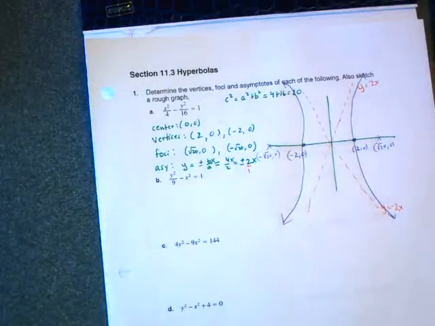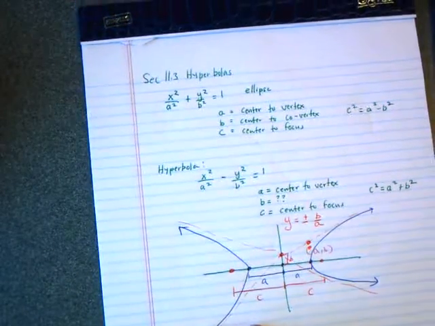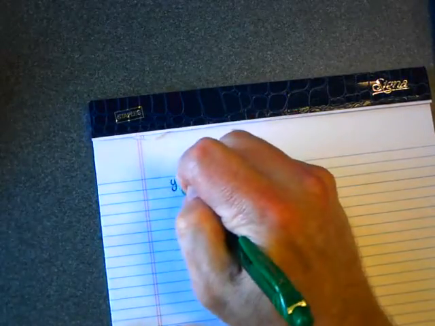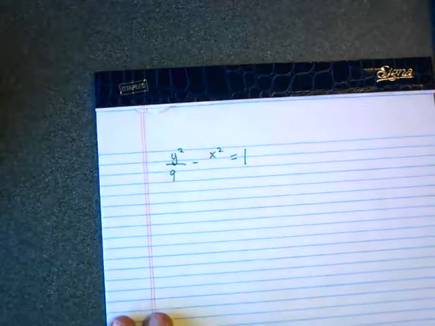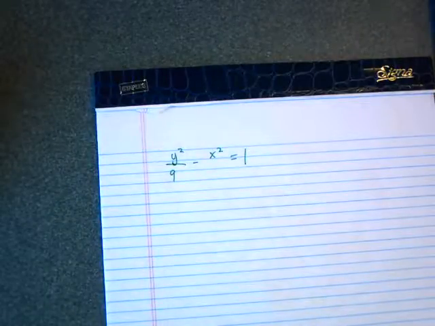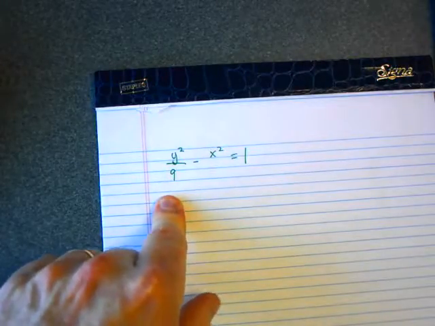All right, so let's take a look at B. And I can see I'm going to need more space to draw here. B, we have y squared over 9 minus x squared equals 1. All right, so what's the first difference here? It opens up and down. How do you know it opens up and down? The x is negative, the y is positive. Whichever one is positive, that tells you which way it opens. When y is positive, y goes up and down, so it opens up and down. When x is positive, x goes right and left, so it opens right and left.